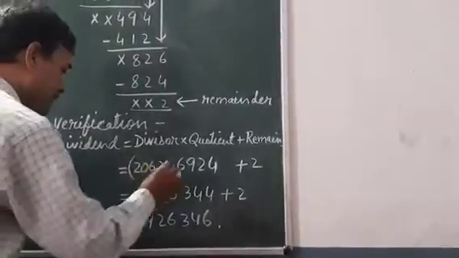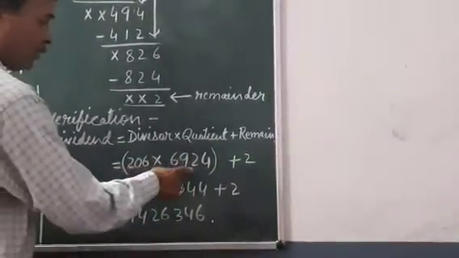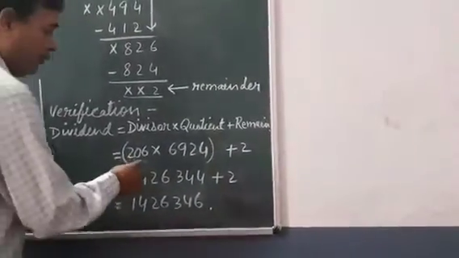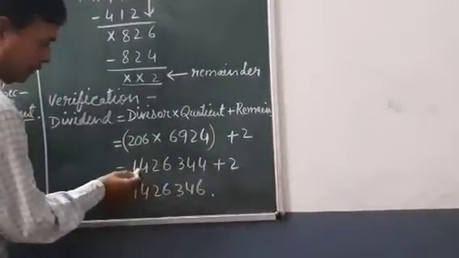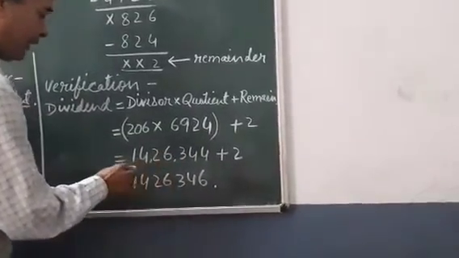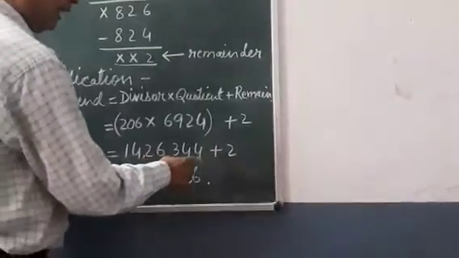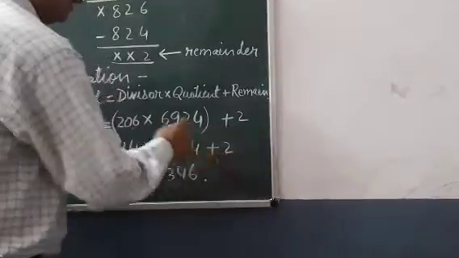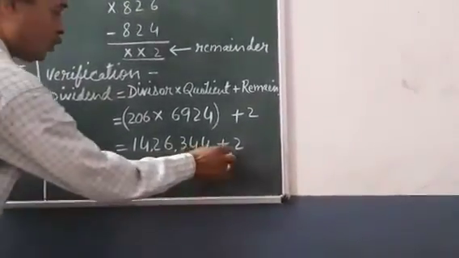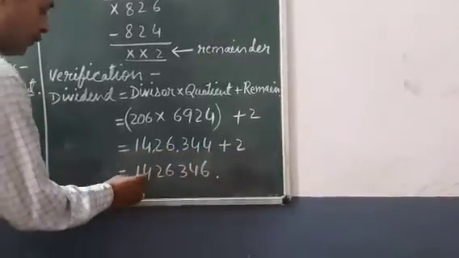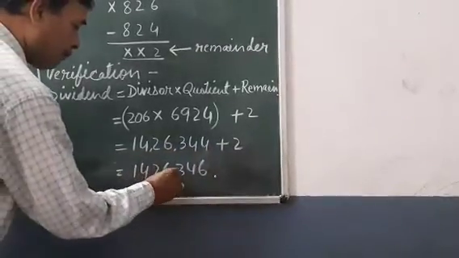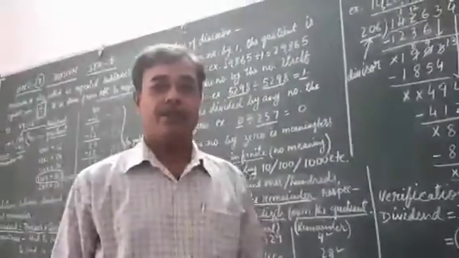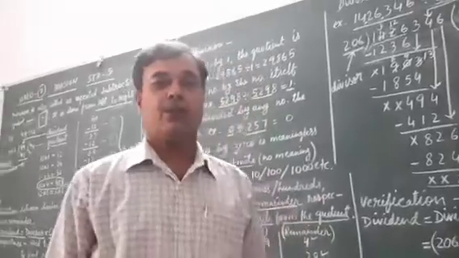Now, this number and this number, this is the divisor and this is the quotient. These two numbers will be multiplied. We multiply and find the product comes 14,26,344. And this plus sign we will put here and this 2 we will write here. Now, 2 should be added to this number. Then it becomes 14,26,346.